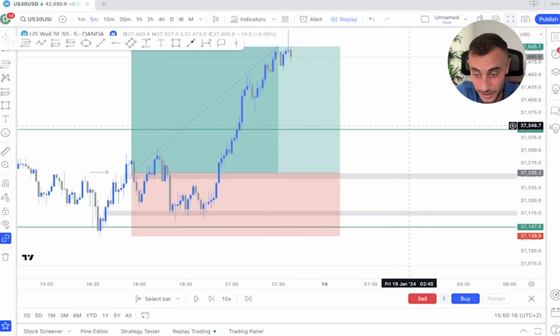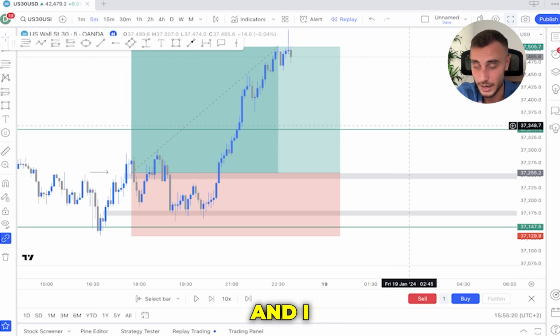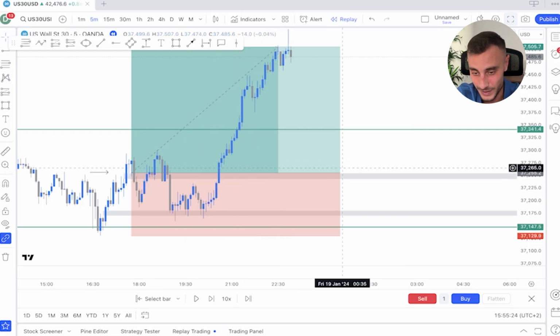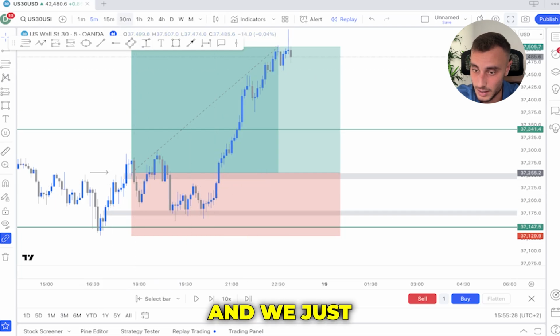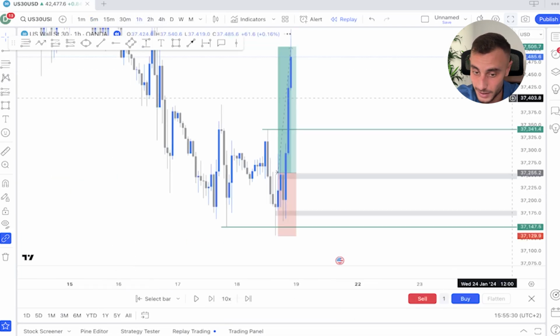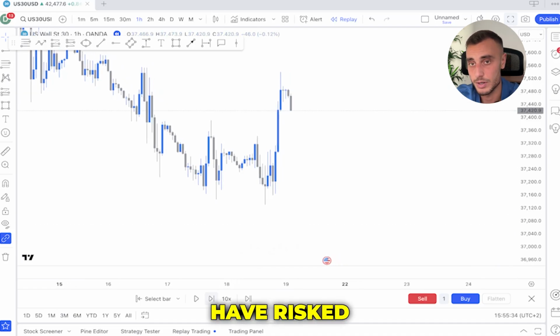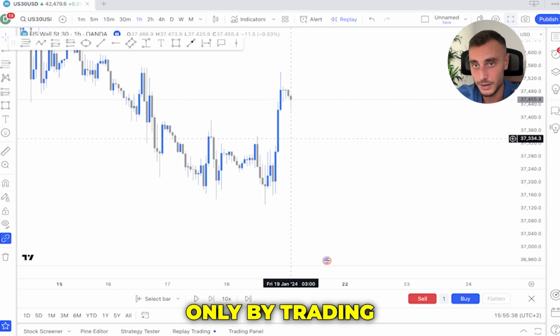We just missed a winner, but like I said, I personally wouldn't have taken this setup, and I told you exactly why. But yeah, you could say that we missed a winner. It's all good. I decided to not take it and we just move on. So we are still at 4R for the month. If you would have risked 1%, basically you are up 4% so far, only by trading this exact pair.